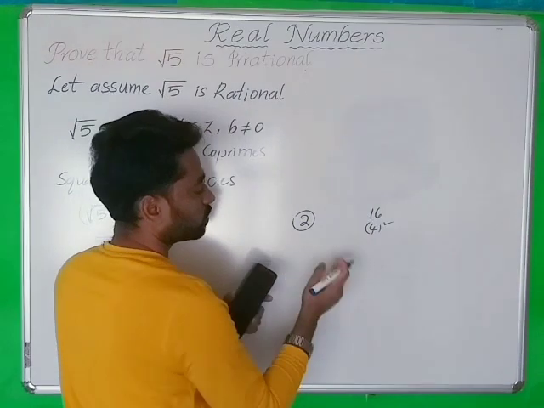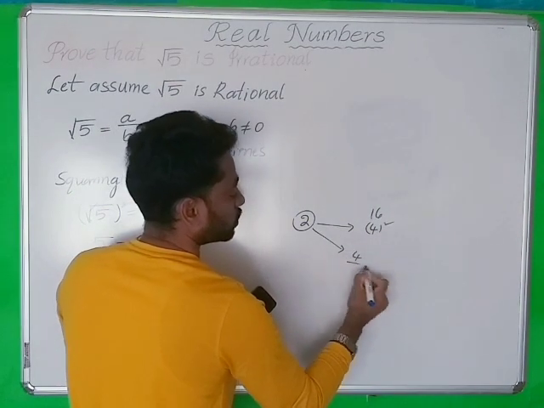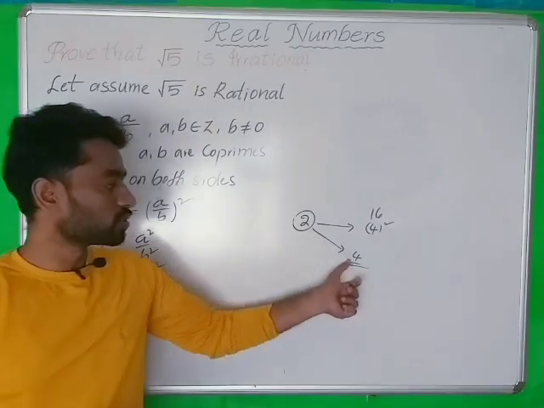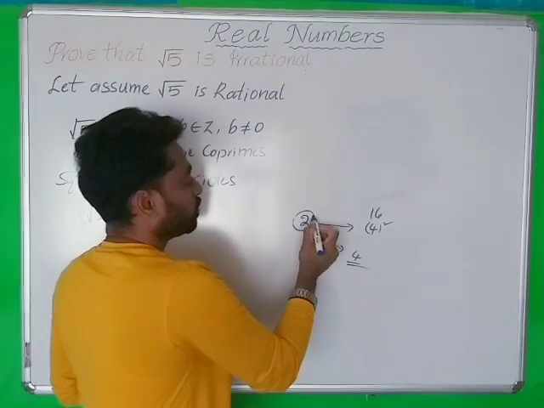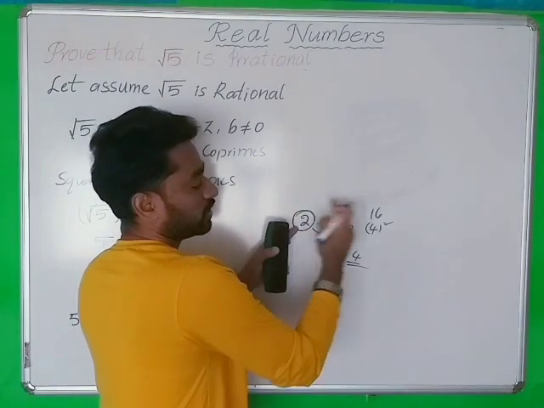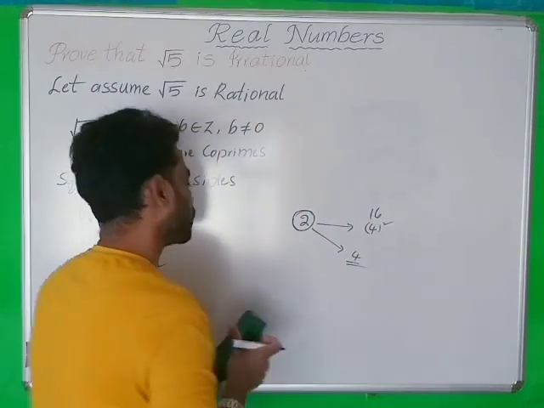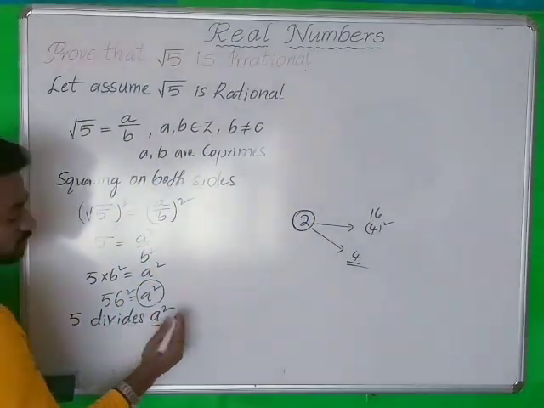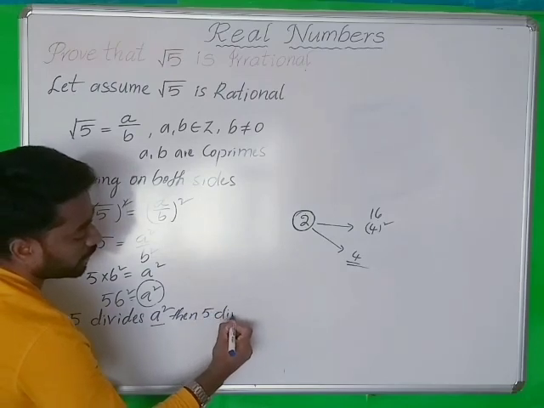Square root of 16 is 4. Then 2 divides 4 square and 2 divides 4 also. So 2 divides 2, 2 2s are 4 and 2 8s are 16. So here, if a prime number divides any perfect square, its square root is also divisible by that prime number. In the same way, if 5 divides a square, then we can write 5 divides a also.